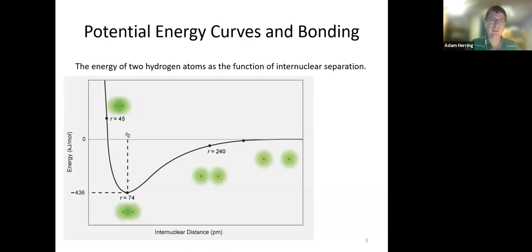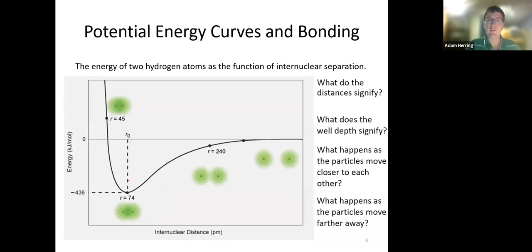And so looking at this graph, we see there's a few questions that we want to address. What do each of the distances signify? So this distance down here, we refer to this as the bond length. The reason for this is because this is the distance at which the nuclei are most stable, interacting with each other.